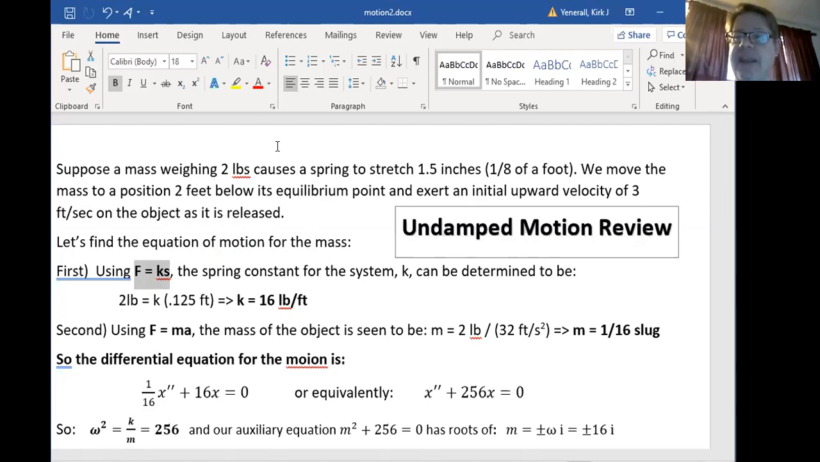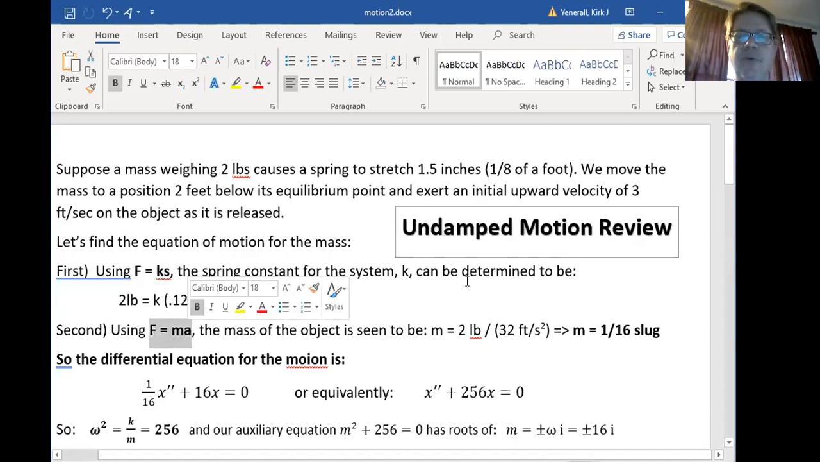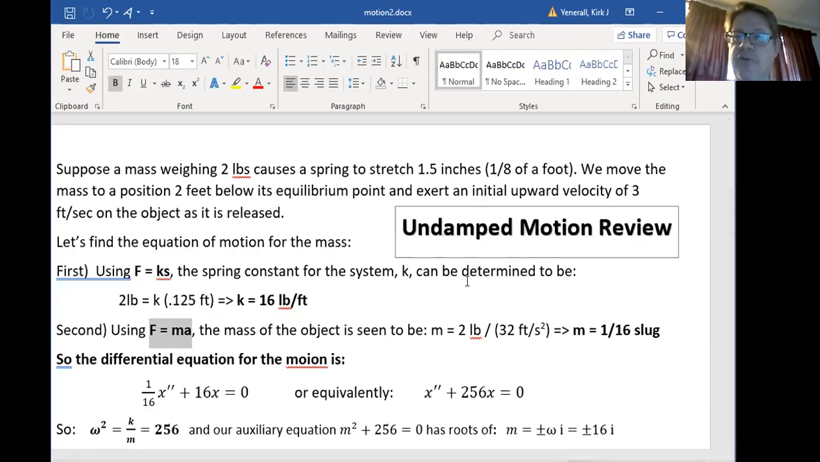The other factor that we need, besides K, to figure out the omega for this system is the mass. Remember, mass and weight are not synonymous. We want to use Newton's law, F equals ma, to discern what the mass is. If the weight is 2 pounds and the acceleration from gravity is 32 feet per second squared, then that means that our mass is really 2/32, or 1/16. And it's 1/16 of what we call in the English system, 1/16 of a slug.